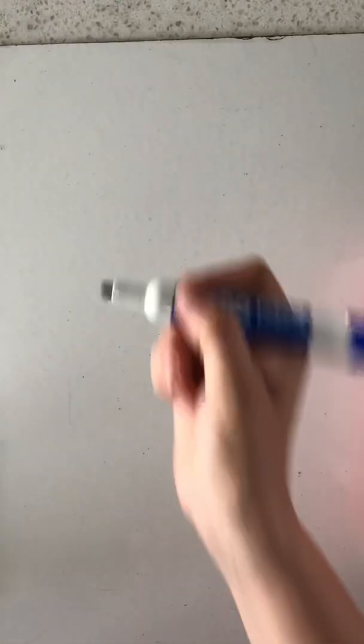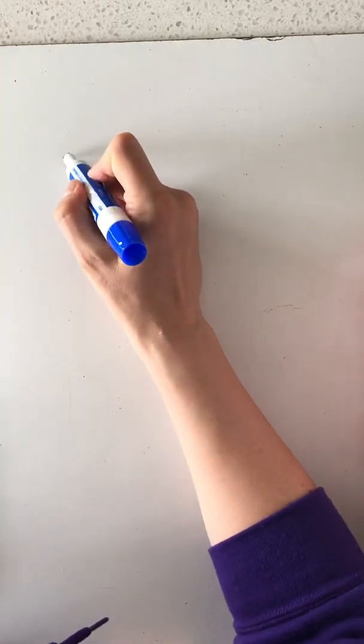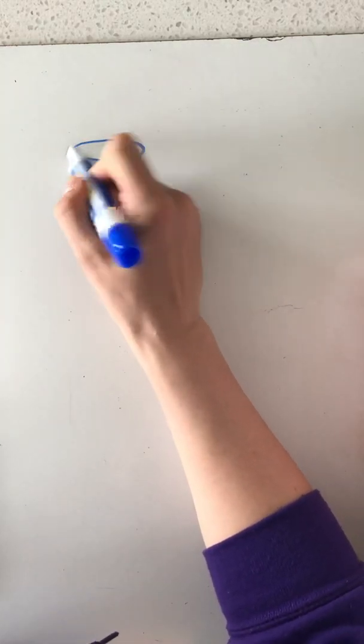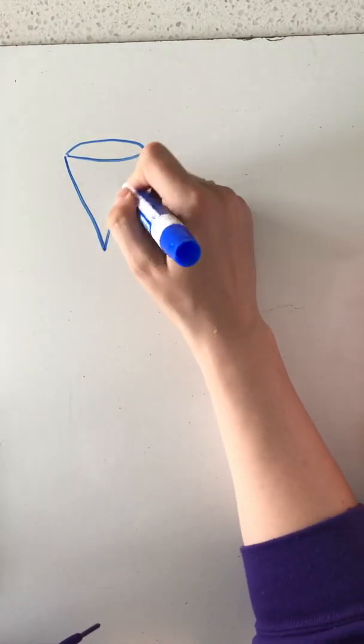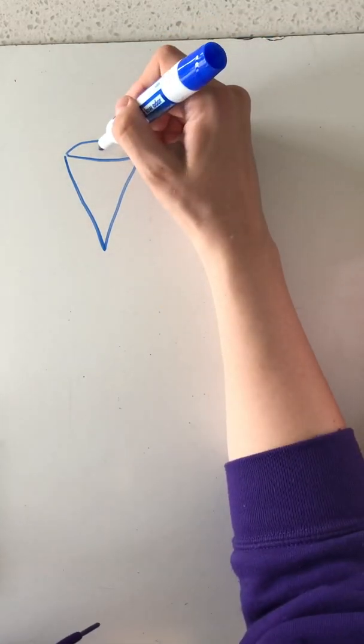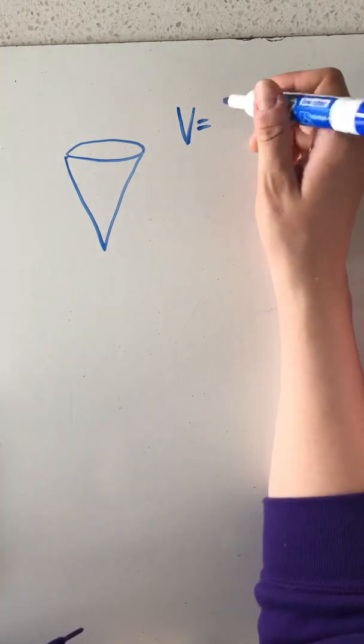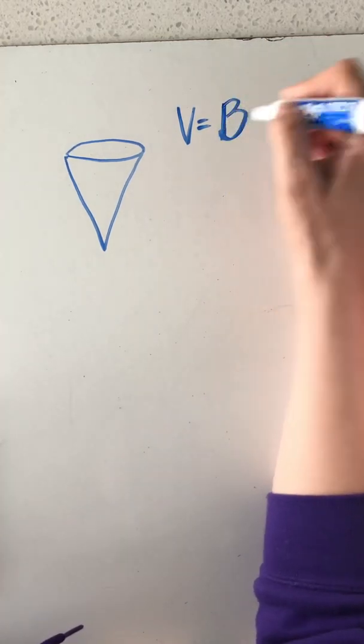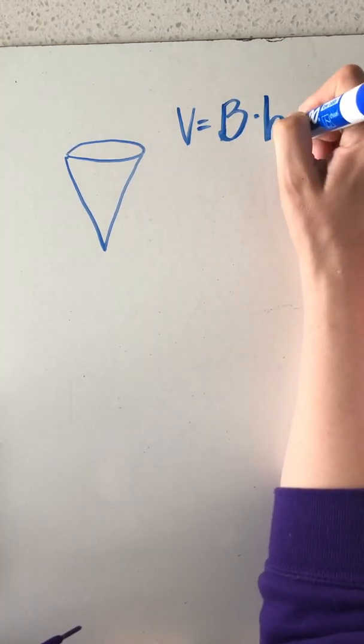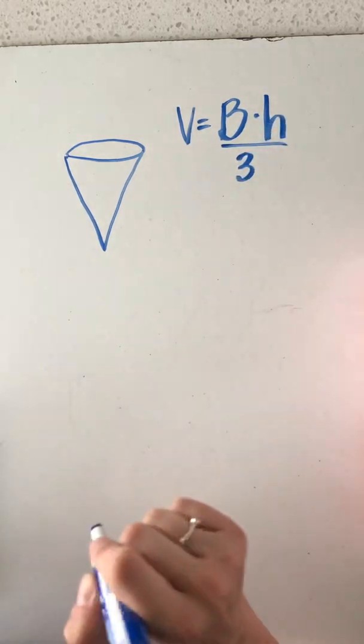Okay, so let's talk about how to find the volume and surface area of a paper cone, right? So if I draw it out on my piece of paper, there is no base, okay? That doesn't really matter when you're trying to find the volume, because to find the volume of a cone, you do need to find the area of the base, multiply it by the height, and then divide by 3.